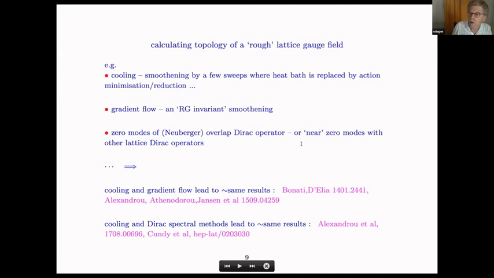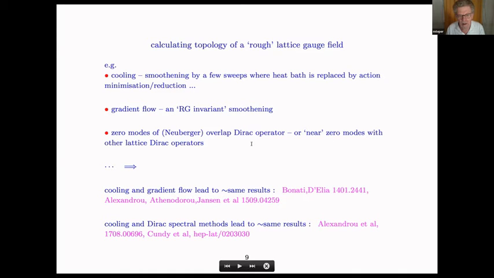Or if you're using some other Dirac operator, this is ideal if you're doing calculations with fermions. The ideal way to calculate the topological charge is really to use the zero modes or the near zero modes with other Dirac operators to determine what the topology is, because after all, the way that the topology affects your physics is through the Dirac operator. So that's the interesting way for you to calculate, as was discussed by Constantia yesterday.